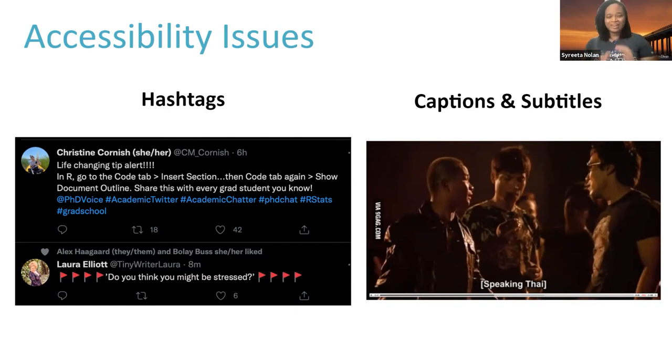So whenever you see someone engaging in the red flag trend, please tell them to stop and not do it. It's important that we are accessible and mindful of how screen readers will read out hashtags and the emojis that we choose to use.